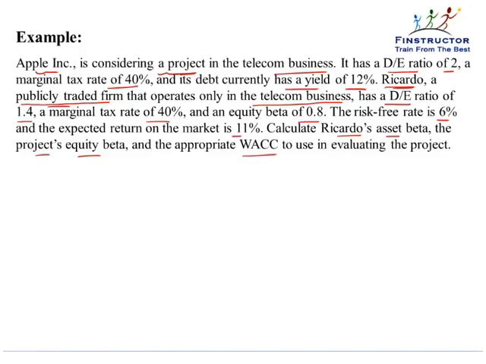So we need the project beta to calculate the cost of capital, or the WACC. However, the beta for the project cannot be easily estimated, so we take help of a comparable, which is Ricardo. Ricardo's beta is equal to 0.8. But this is the equity beta. The equity beta will have a representation of both risks, the business risk as well as the risk from the debt, or the debt equity ratio of 1.4.